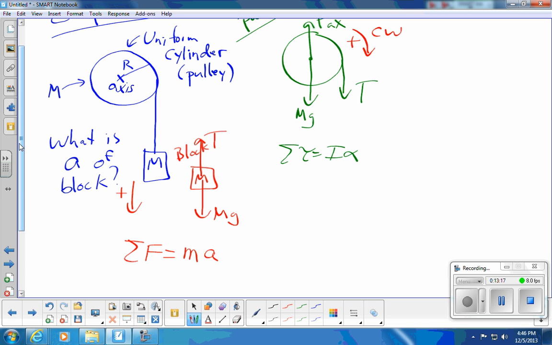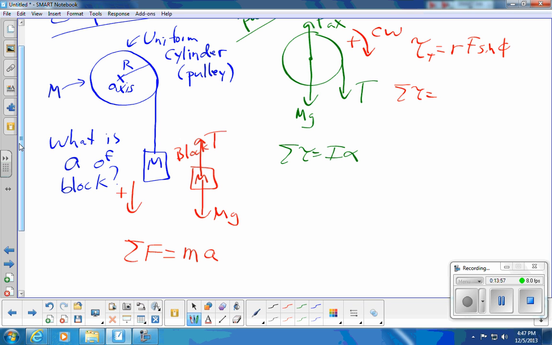Let's start with the pulley. Net torque equals I alpha. I need to come up with what net torque is and what I is. Net torque, in this case, is the sum of all the torques, and there are three forces acting on this pulley, but only one of them creates a torque because the force exerted by the axle and mg both act no distance at all from the axis of rotation, and so they don't create a torque. But the torque created by the tension force exists. It is r times F times sine of phi.